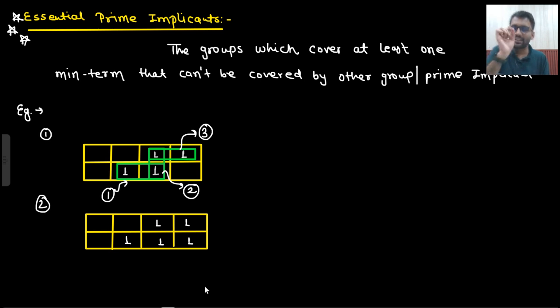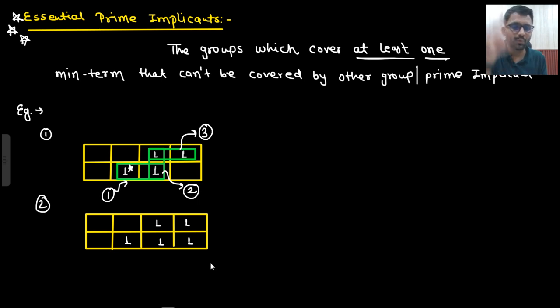So if there is at least one minterm, very important thing, that cannot be covered by any other group, that means this minterm can go with only this group. So that is a prime implicant, an essential prime implicant.